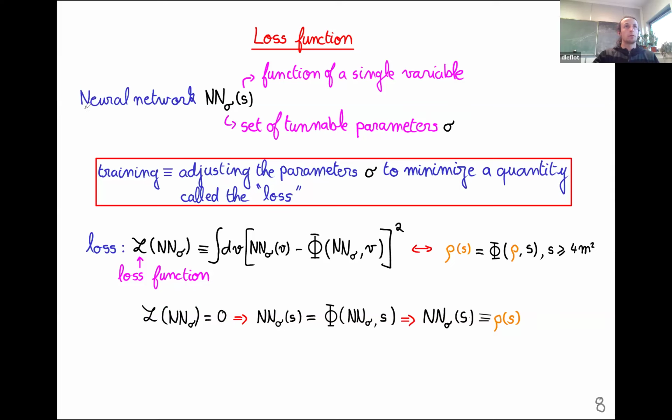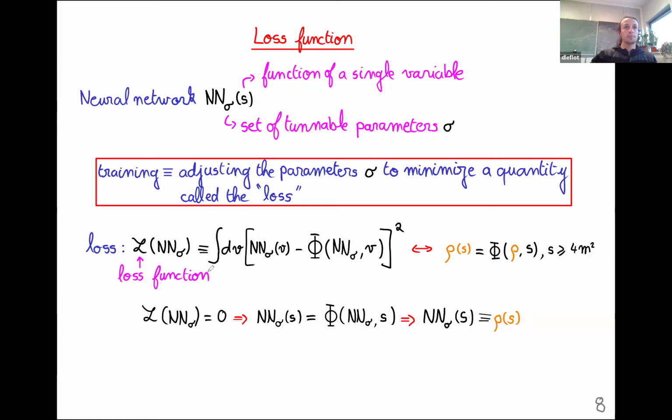So for now, we will just assume that we have a neural network. In this case, it will be a function of a single variable, s. And this function also depends on a set of tunable parameters, sigma. When you have a neural network, you can train it. By training, I mean that we can adjust the parameters sigma in order to minimize a quantity which is called the loss. So we have a neural network, we can train it, but we have to define a loss, a quantity which will be minimized.